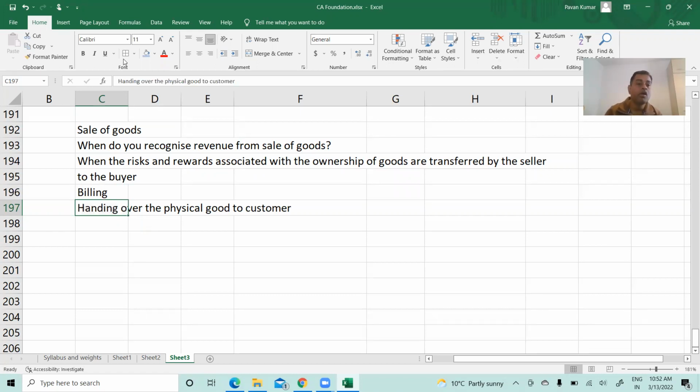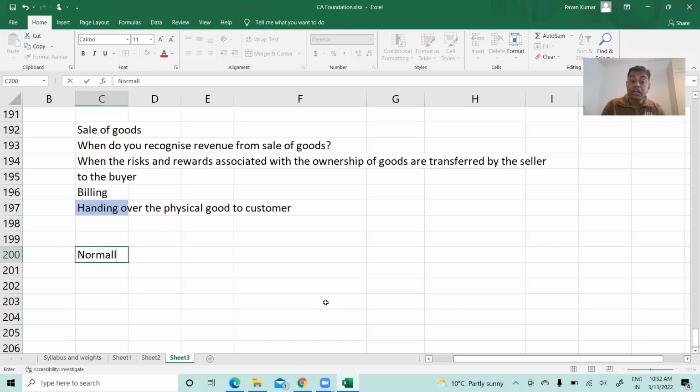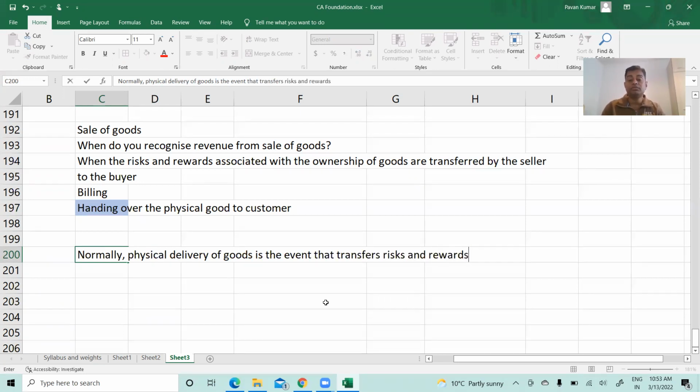So my dear friends, when it is given to me, I am going out of the store with it in my hand. If it is fallen and broken, then it is on me. So understand the rule. Normally, physical delivery of the goods is the event that transfers risks and rewards. However, there are three exceptions.